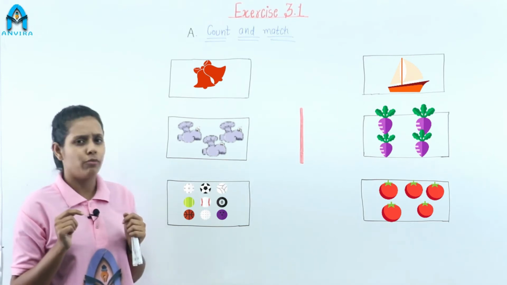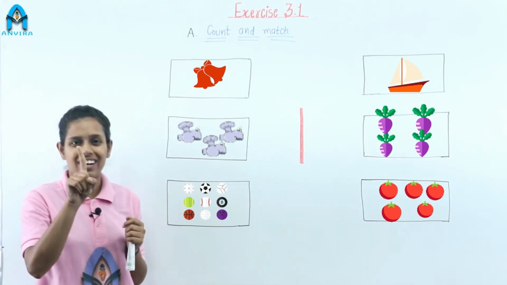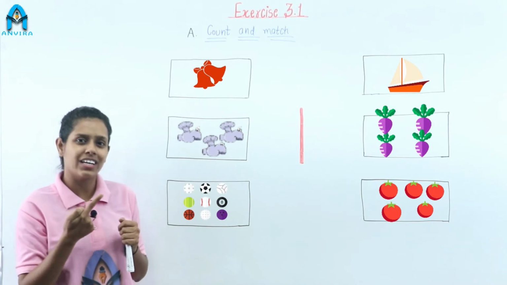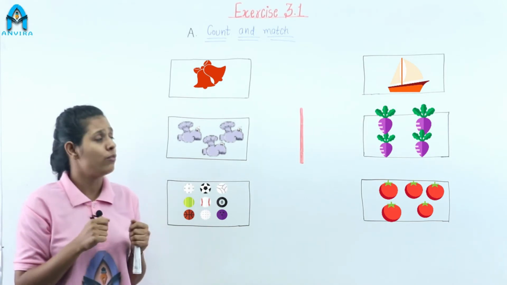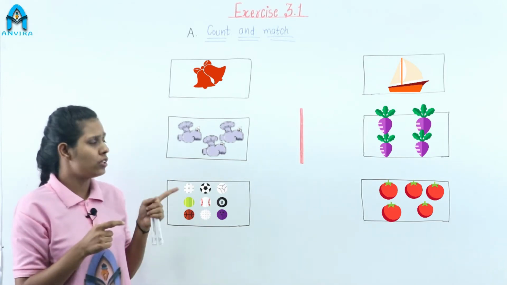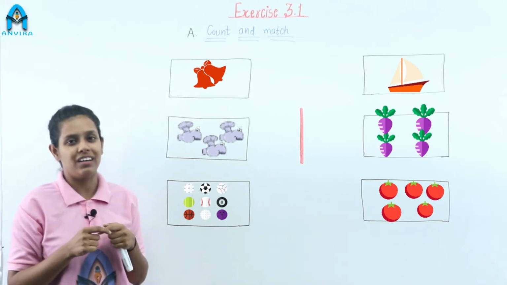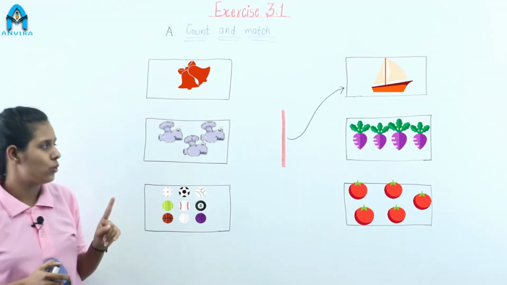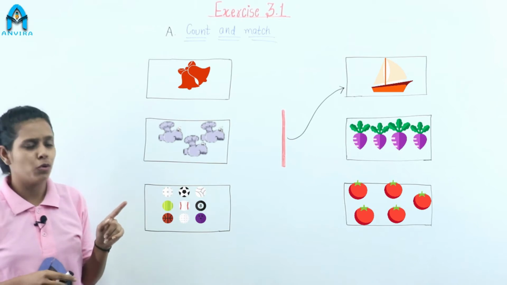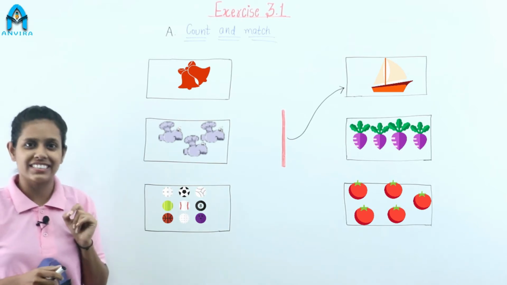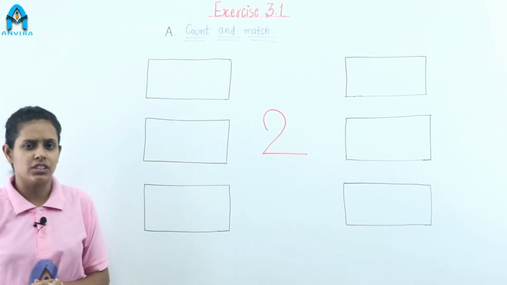Look at the next. Boat. How many boats? 1. Yes, this is our correct object. Now, we have to match the boat with number 1. Now, match 1 with the boat like this. Now, look at the next question.